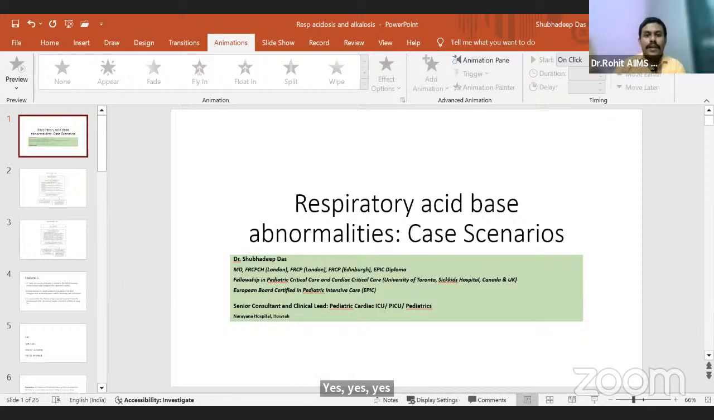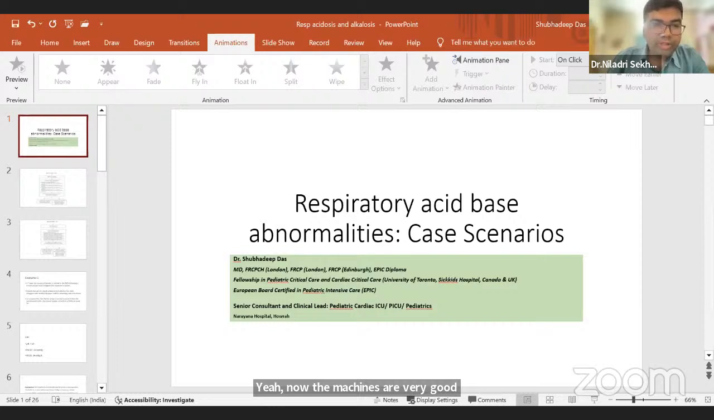Are electrolytes reliable in ABG? Yes, electrolytes are reliable. Now the machines are very good, very sensitive. And one important thing I forgot to mention about the calibration part.